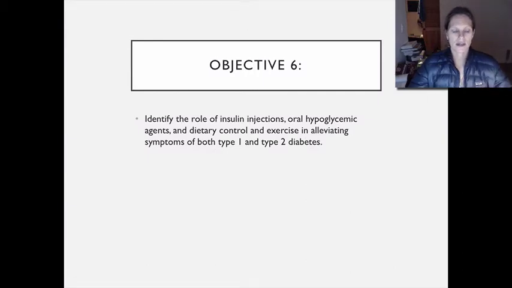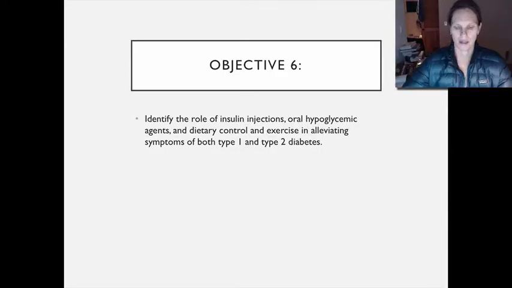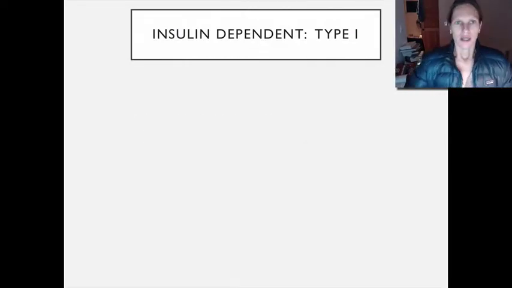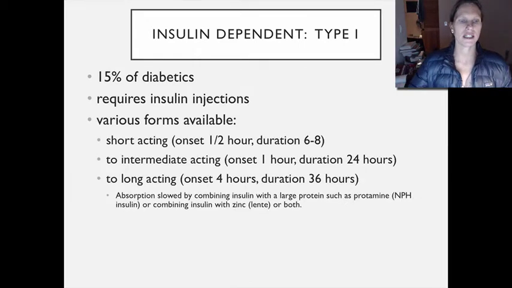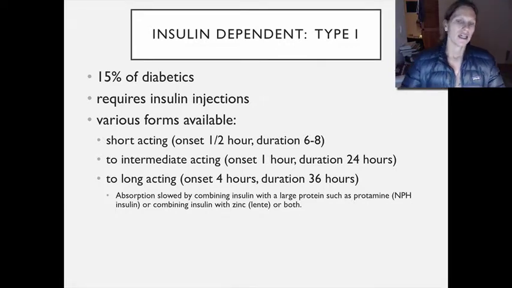All right, so let's talk about the treatment for a second, the role of insulin injections and then oral hypoglycemic agents. And then I want to talk a little bit about dietary control, exercise, and how to alleviate the symptoms of both type 1 and type 2 diabetes. Okay, so insulin-dependent diabetes, type 1. They require insulin injections. That's all I want you to really remember. They need insulin. There's all sorts of different types of insulin. There's short-acting, intermediate-acting, long-acting.